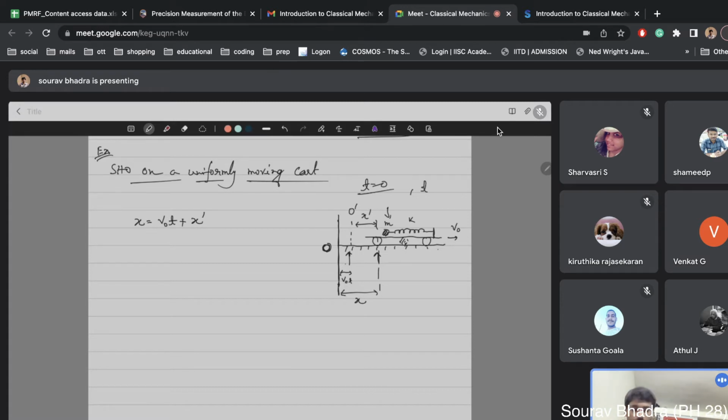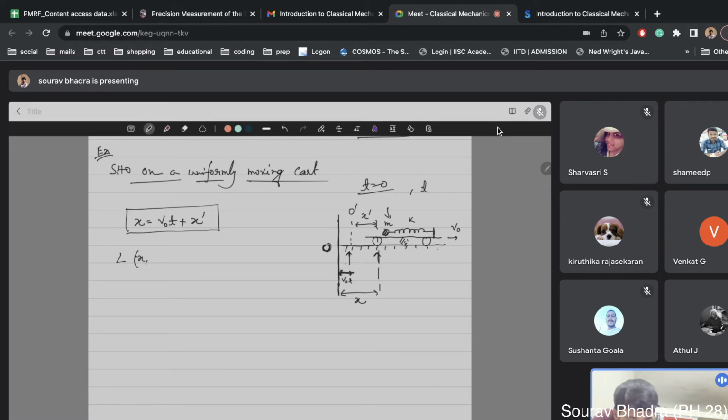Okay, so this is the transformation of our system, where x dash is the distance between this initial point to this mass point, and v0 t is the distance, this one. So x equals v0 t plus x dash. Now we will write the Lagrangian for the system.